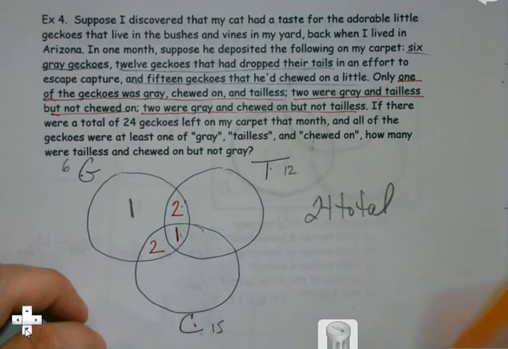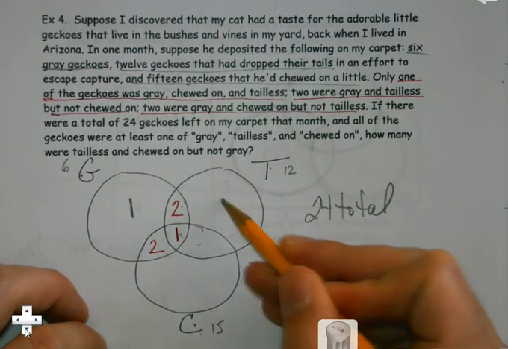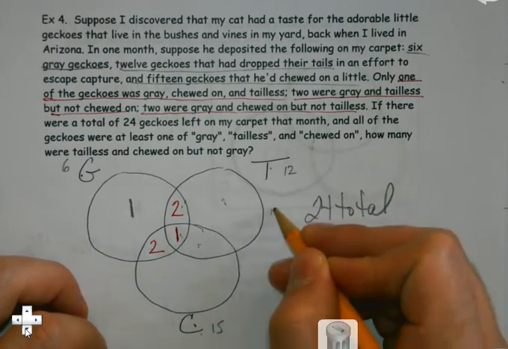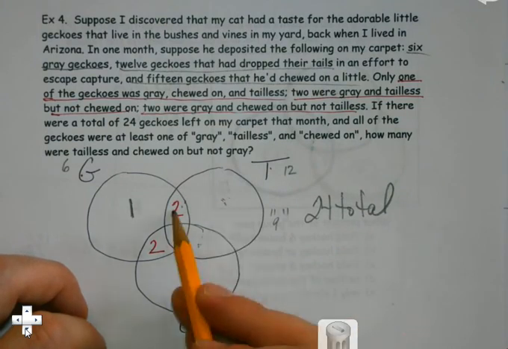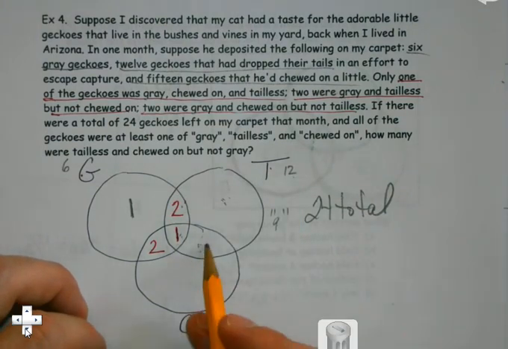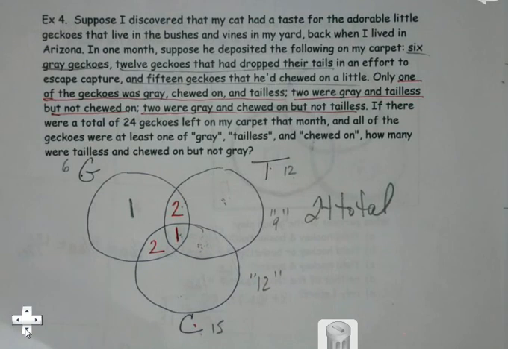So here's my first question, then we'll start thinking about this. Between these 2 places, how many more are there going to be? 9. Okay, so between these 2, there's got to be 9, because I've already got 3 here, and I know there's 12 total. Okay, how many have to be left between these 2? Okay, 12, because there's 15 total that he chewed on a little.